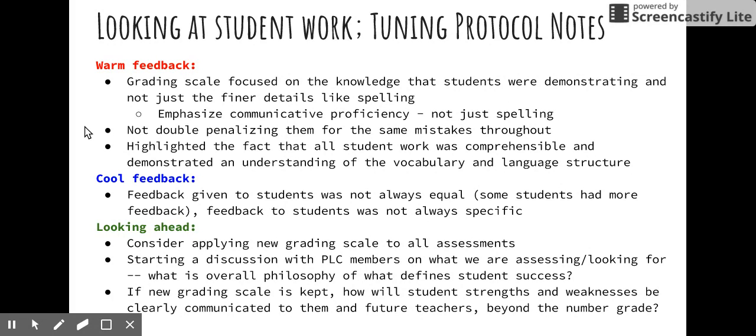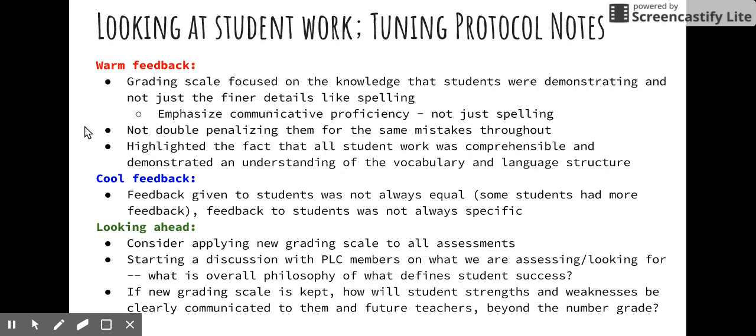So if they forgot a phrase off of every single sentence, it was not penalized repeatedly. It also highlighted the fact that all student work that we looked at was comprehensible and all of them demonstrated an understanding of the vocabulary and language structure. So with this new grading scale feedback, we could focus more on that and not on how many points they lost because they didn't know how to spell the number 20, even though they were communicating it clearly.